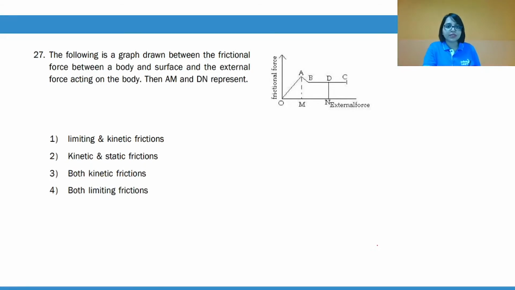Next is question number 27. The following graph is drawn between the frictional force between a body and the surface and the external force acting on the body. AM and DN represent. So this is AM. This is the maximum value of static friction, right? So this is nothing but the limiting value of static friction, right? DN is in the region of kinetic friction, where friction becomes constant and object is in motion, right? Relative motion. So DN represents the value of kinetic friction. So correct answer is option 1, limiting and kinetic frictions.